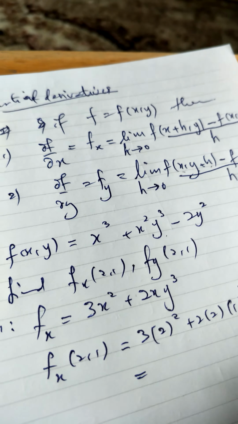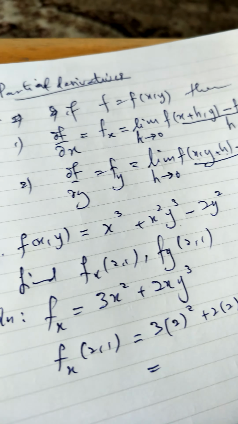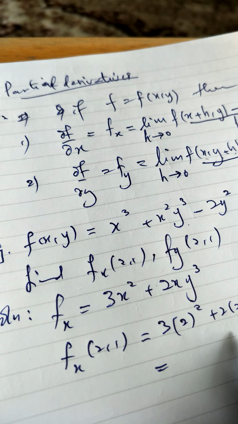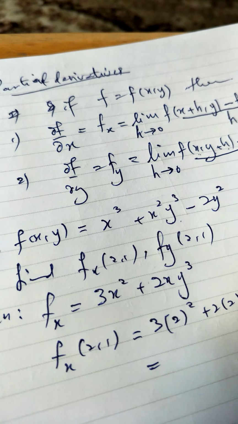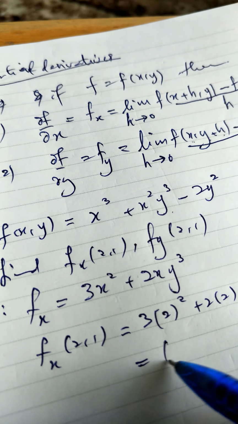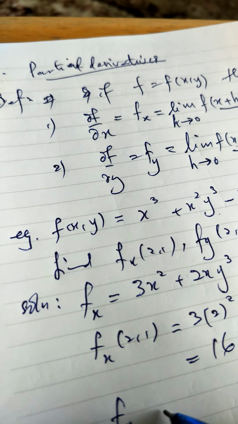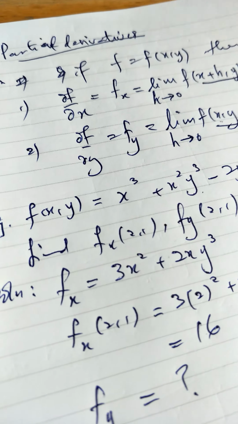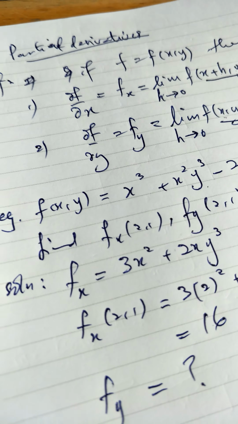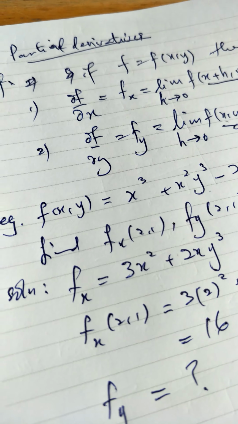This is what? 12 plus 4, 16. Right? For f y, I think you can do this. I just leave that part to you. Okay, let's see.